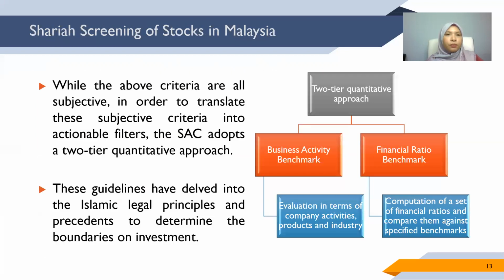So we move to the quantitative. When we talk about quantitative, we have a two-tier quantitative approach. The first one is the business activity benchmark, the evaluation of company activities, products, and industry. The second one is the financial ratio benchmark, computing a set of financial ratios and comparing them against a specified benchmark.